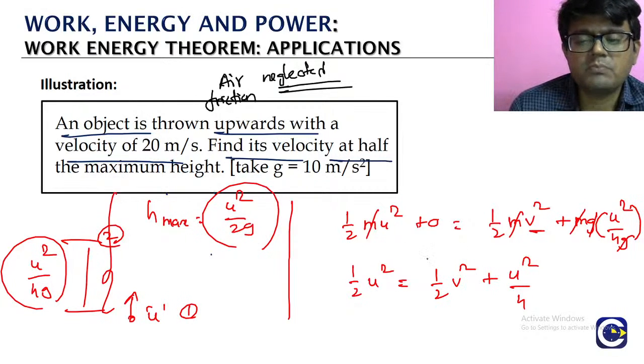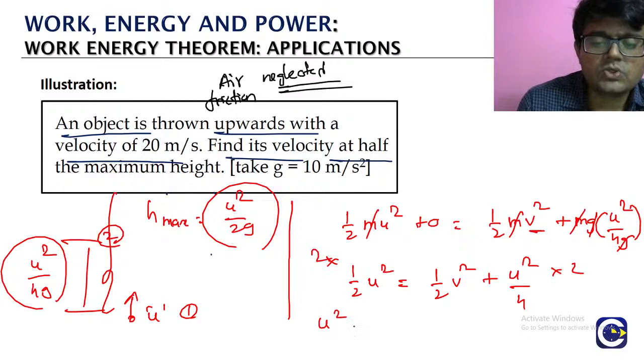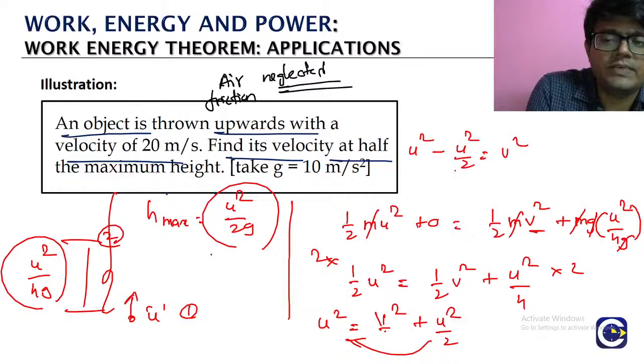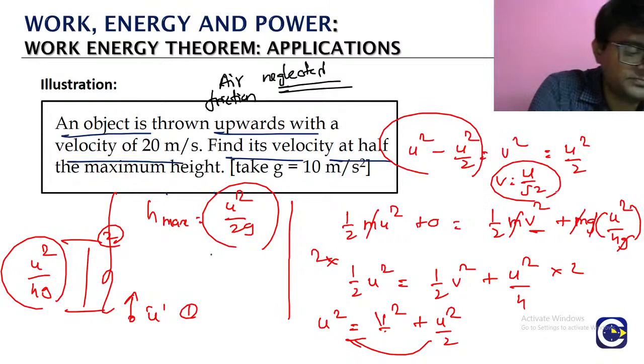If we multiply both sides by 2, we get u square is equal to v square plus u square by 2. Taking the u square by 2 to the left side, it will become minus u square by 2. So u square minus u square by 2 is equal to v square. What is u square minus u square by 2? This is like x minus x by 2. So what is the v value? Taking the root, v is u divided by root 2.